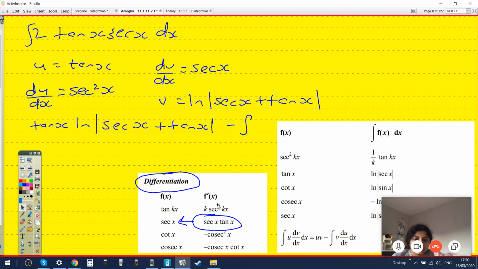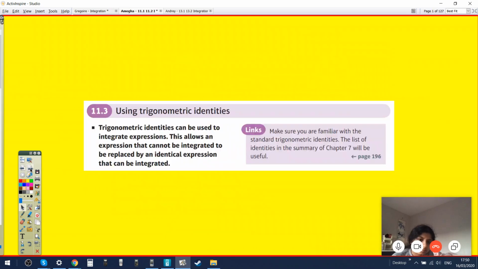The other possibility regarding those is this. If you have something, you can look at your differentiation and work in reverse. So sec x tan x, and then you say, oh, the integral of that would be sec x.